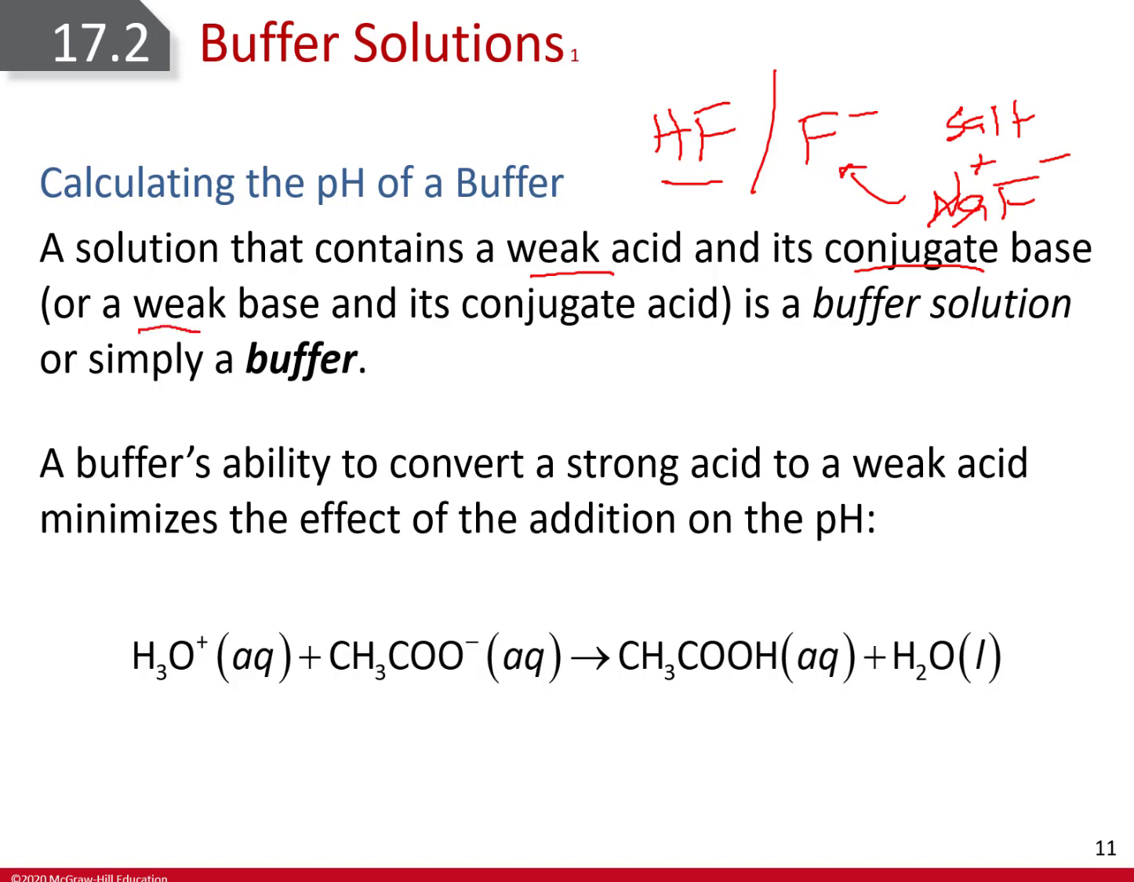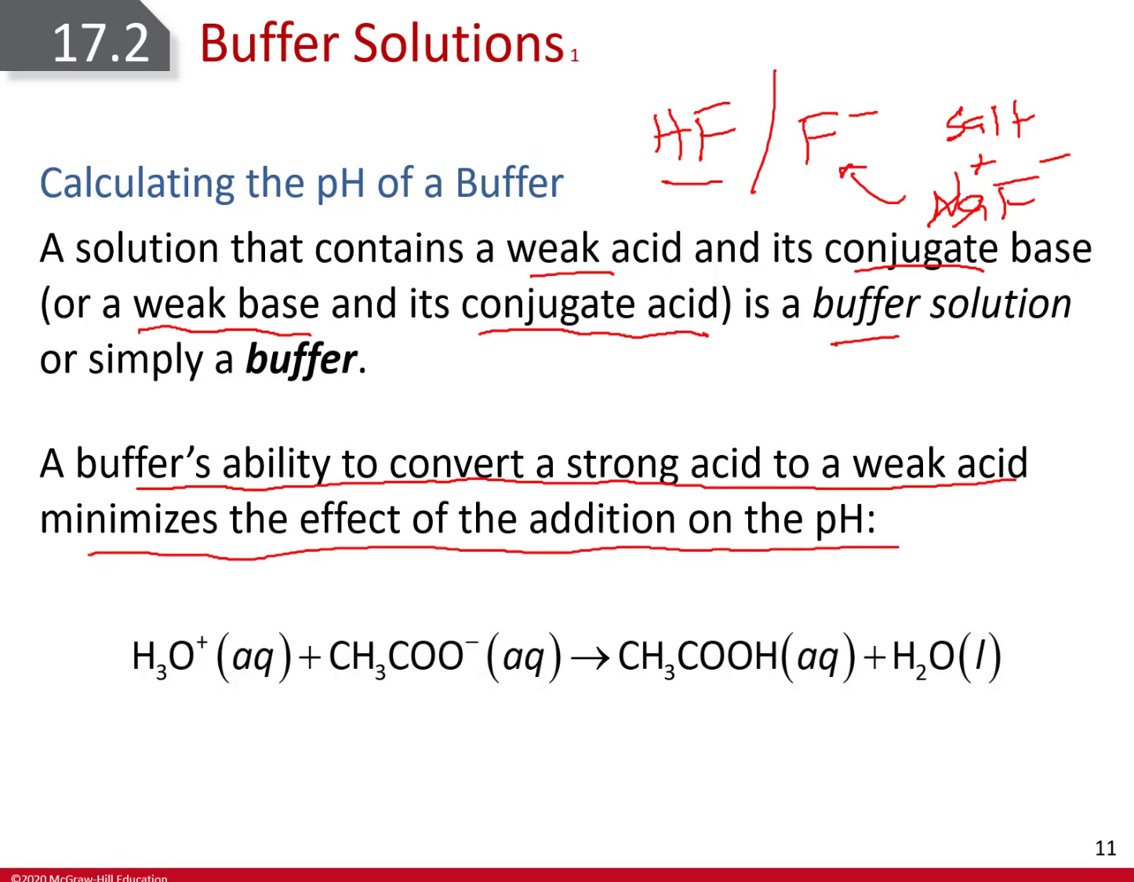Or you can have a weak base and its conjugate acid. All right, so that's another buffer system as well. These are called buffer solutions. And a buffer's ability to convert strong acid to a weak acid minimizes the effect of the addition on pH. Okay, so what does that mean? That means if I add a strong acid, the hydronium ion, to a buffer system, the hydronium ion will react with the conjugate base of a weak acid and form the molecular acid plus water.